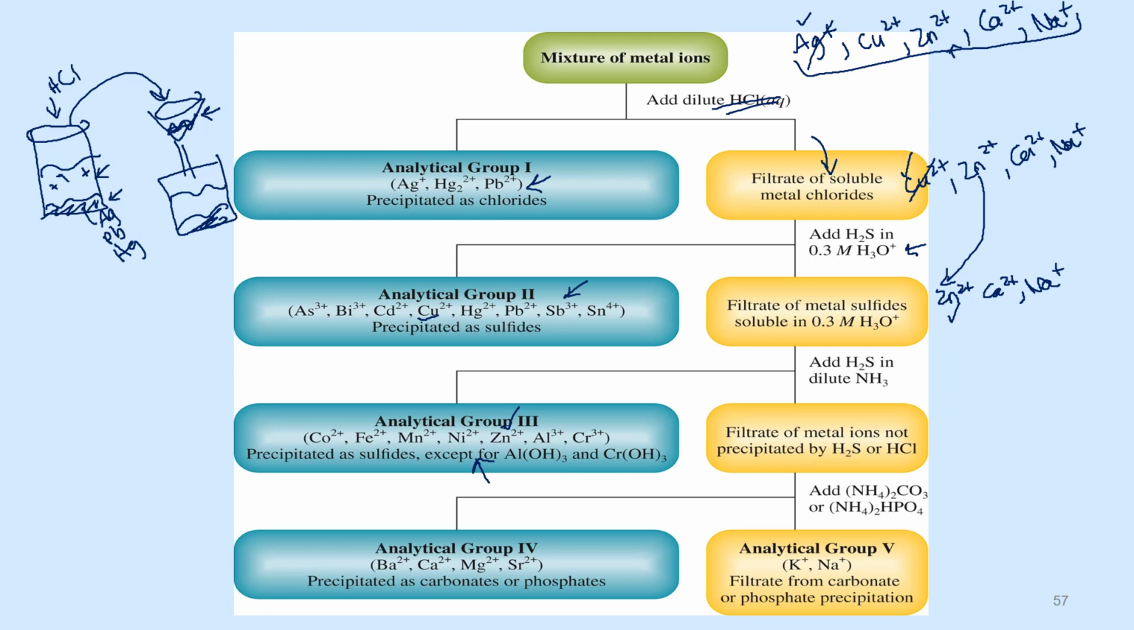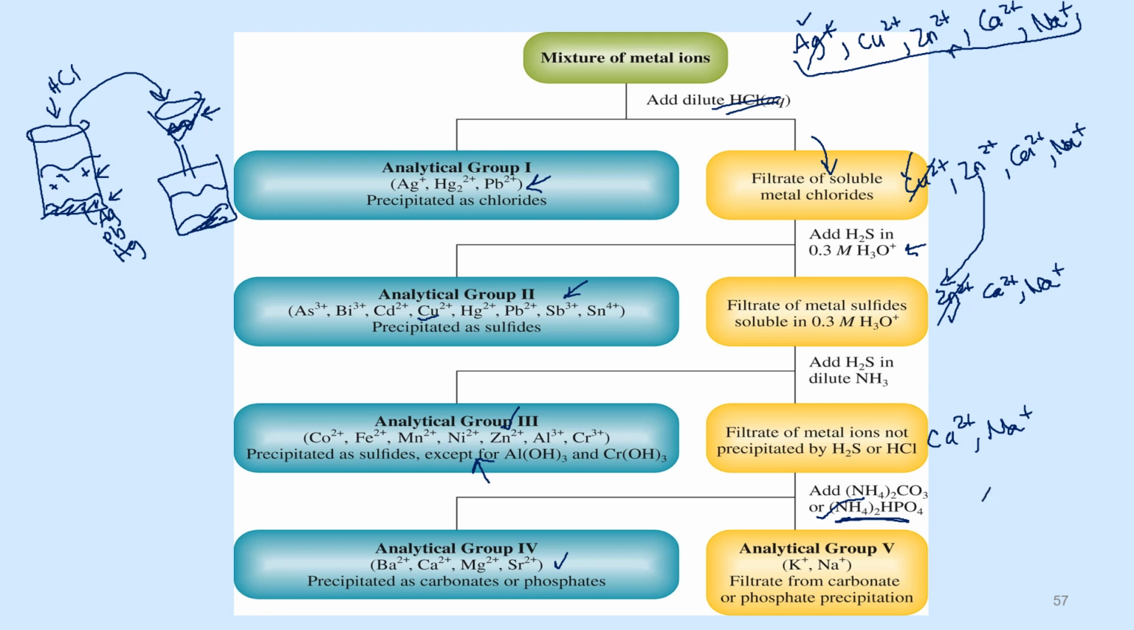But if we don't get a precipitate, zinc's not present. So we can go through each one. Finally, down here we might just have calcium and sodium. If we add one of these two solvents and we get a precipitate, we know calcium is present. If no precipitate, we know calcium's not present.